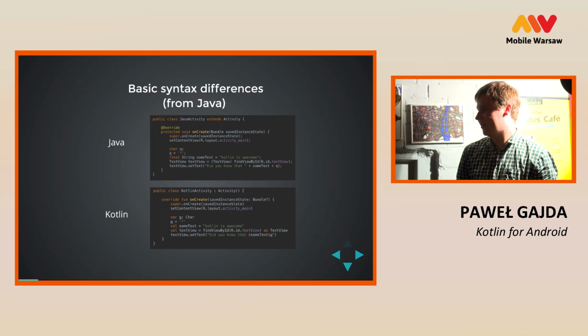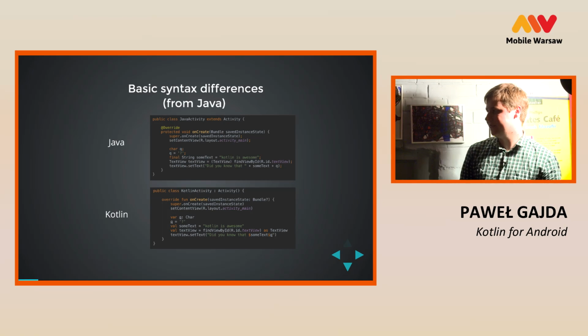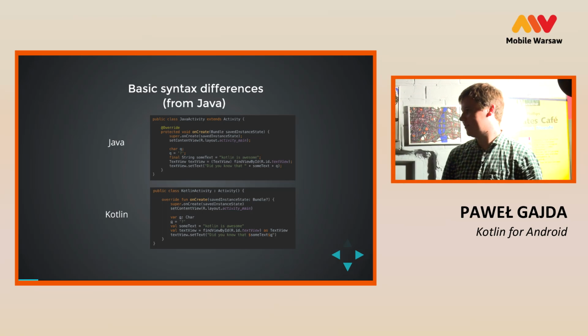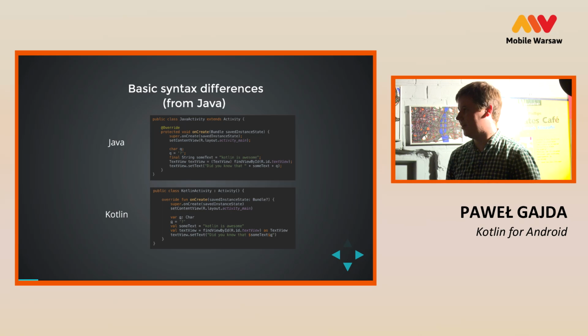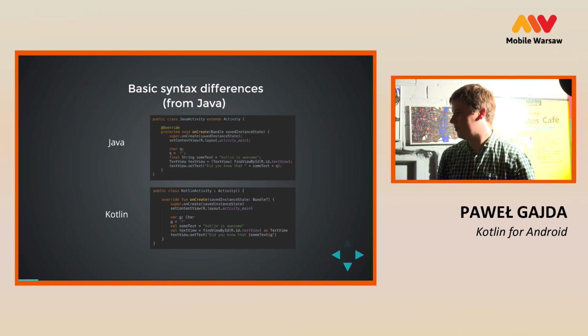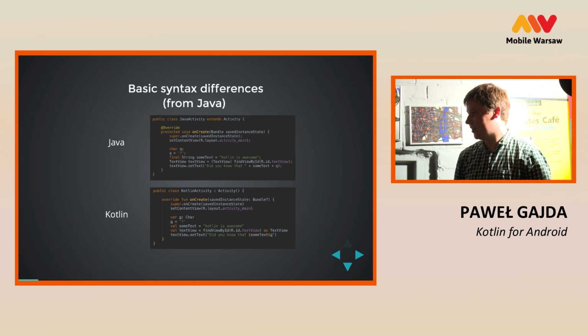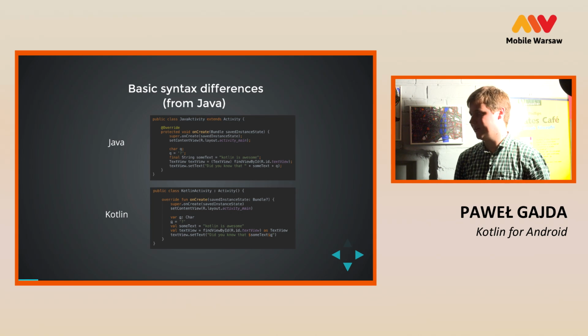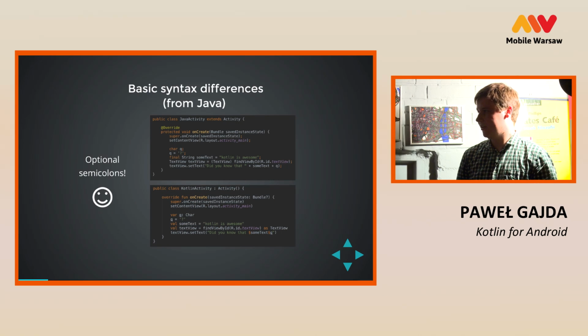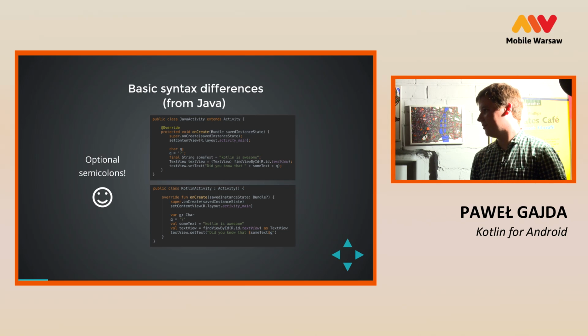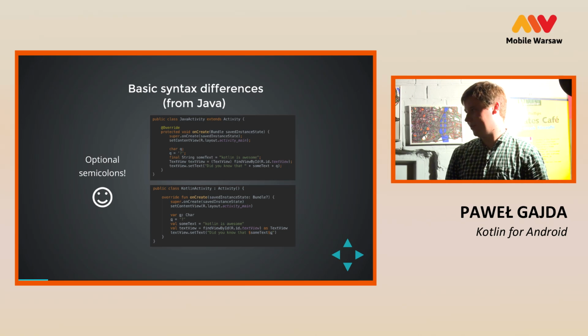Here you can see an example of a basic Android activity in Java and in Kotlin, and it does the same. There is a simple text view, and we are passing some text to it. So let's look at some basic syntax differences. In Kotlin, there are optional semicolons. They're optional, so there is no error when we are using them, but actually there is no reason to use them.